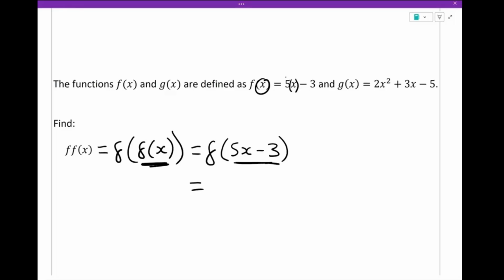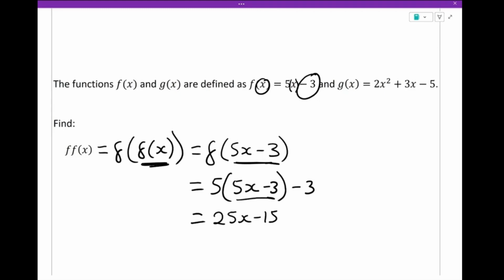So let's start writing it out. So we got the 5 first, and then open bracket. And in that bracket, I'm going to put the 5x subtract 3, my inner function. And then close bracket, and then we got the negative 3 like that. Then let's simplify it. We'll expand our bracket to 25x subtract 15 when I multiply everything in the bracket by 5. And then we got the negative 3. But simplifying further, we get 25x, and it's going to be subtract 18. And that is how I'd find f of x.